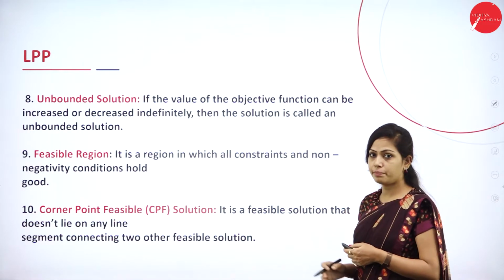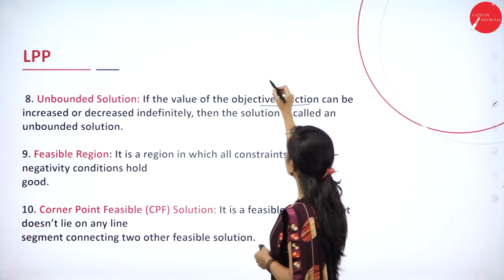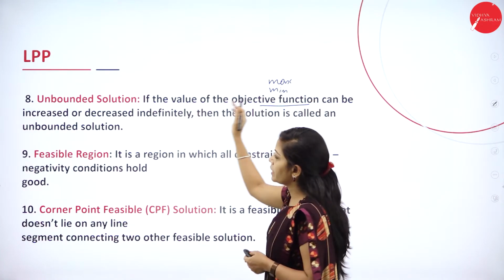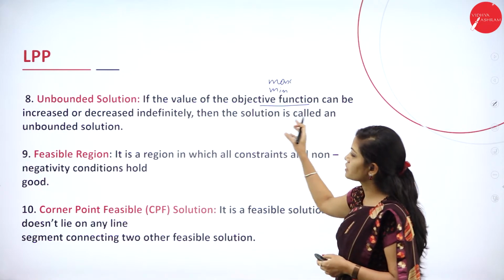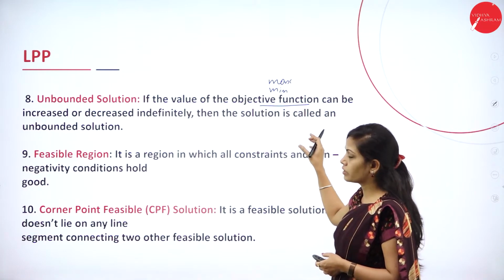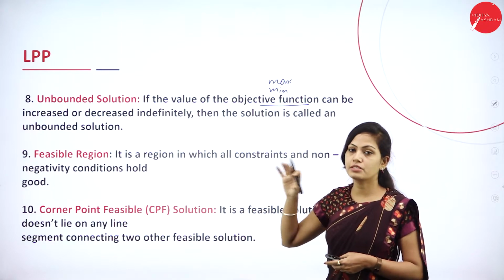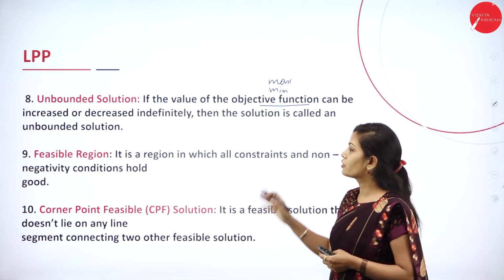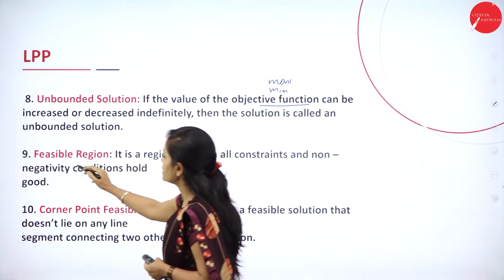So next we have unbounded solution. If the value of the objective function, be it maximization or minimization, can be increased or decreased indefinitely, then the solution is called an unbounded solution. It can increase or decrease indefinitely, then we can call it an unbounded solution. And what is feasible region?